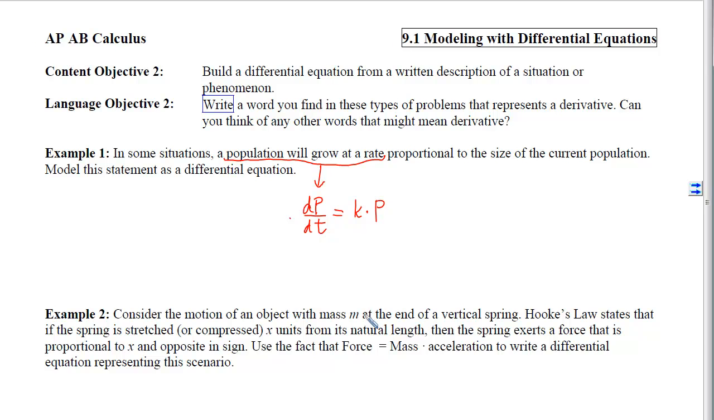If we look at example 2, we want to consider the motion of an object with mass m at the end of a vertical spring. Hooke's law states that if the spring is stretched or compressed x units from its natural length, then the spring will exert a force that is proportional to x and opposite in sign. We're going to use the fact that force equals mass times acceleration to write a differential equation representing this scenario.